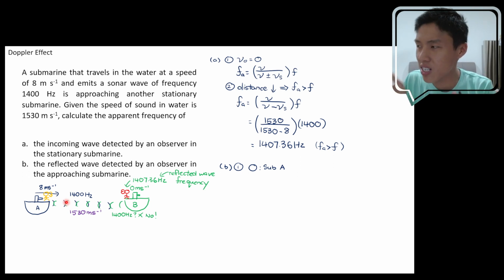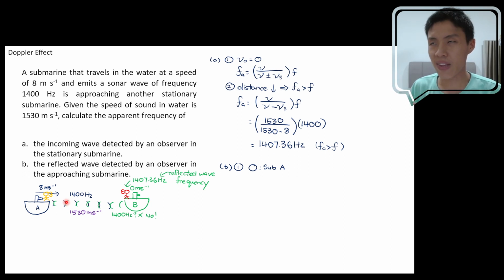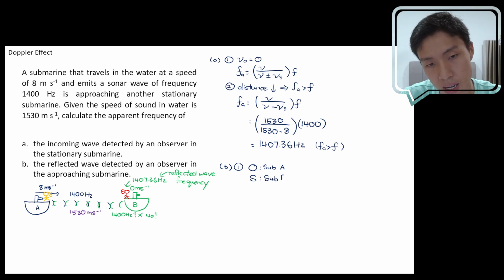So the origin, it should originate from submarine A. No, if it's reflected off, but the frequency is really high already, you can straight assume as if submarine B produced a sonar wave. But this submarine B produced a sonar wave with a higher frequency than submarine A. You can think of it like that. So if you think of it like that, right now, submarine B will become the source of the sonar wave.